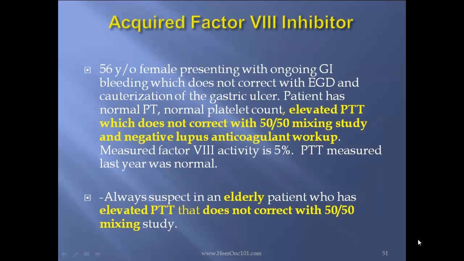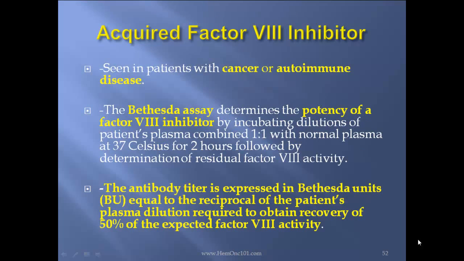Acquired factor VIII inhibitor case report. 56-year-old female presenting with ongoing GI bleeding, which does not correct with EGD and cauterization of the gastric ulcer. Patient has normal PT, normal platelet count, elevated PTT, which does not correct with 50-50 mixing study, and a negative lupus anticoagulant workup. Measured factor VIII activity is 5%. PTT measured last year was normal. Always suspect in an elderly patient who has elevated PTT that does not correct with 50-50 mixing study. Seen in patients with cancer or autoimmune disease.